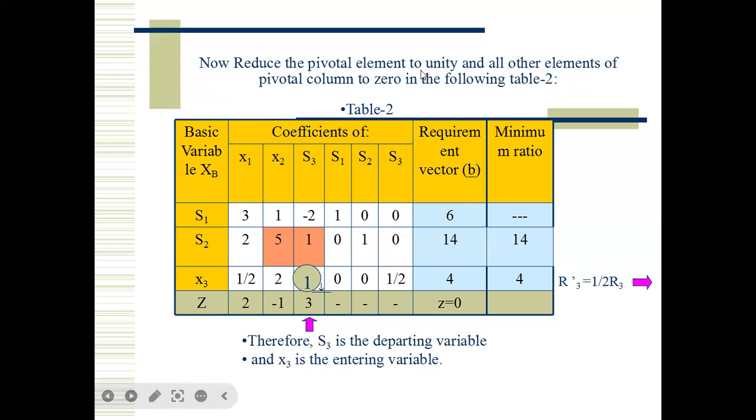Now reduce the pivotal element to unity and all other elements of the pivotal column will be 0 in the following table 2. So just dividing by 2 this third row, that means we'll get the third row divided by 2. Just dividing by 2 we get this. And S3 is the departing variable, X3 is the entering variable here.